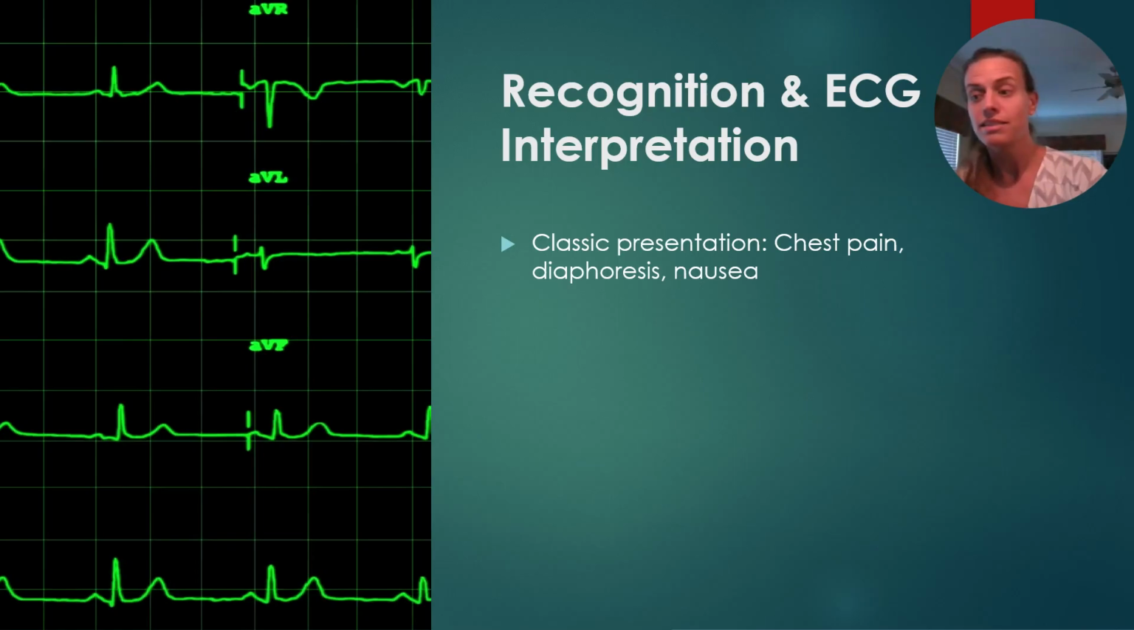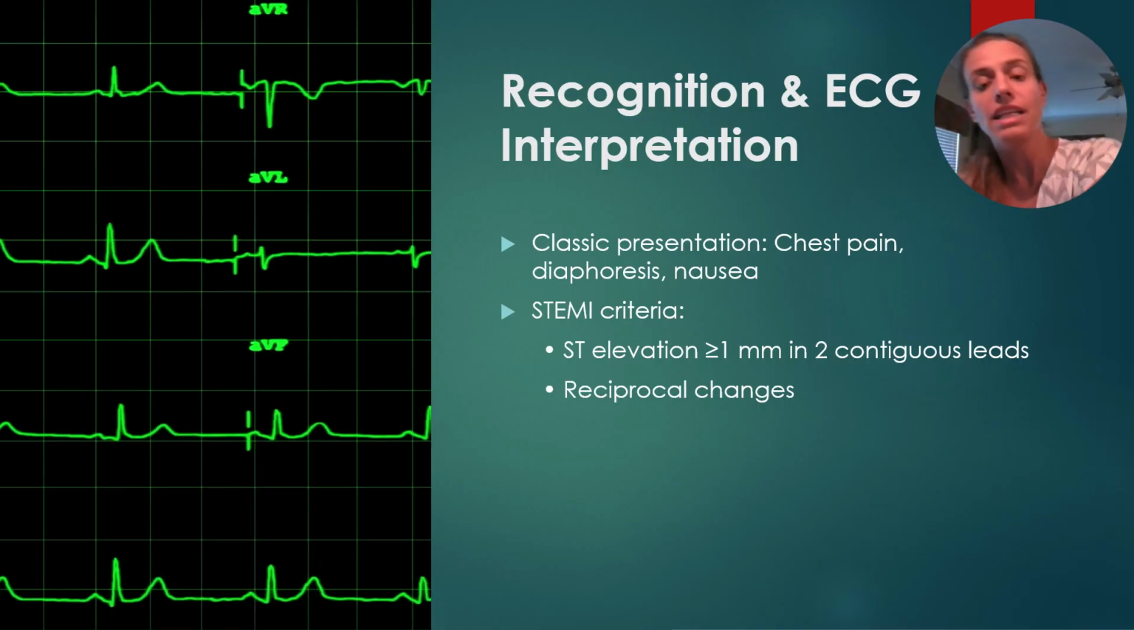Because the diagnostic hallmark of a STEMI is that ST elevation. It's in the name, okay? So we're looking for at least 1 millimeter of elevation in 2 or more contiguous leads, the leads that are associated with the same heart region. And we'll look at the regions of the heart shortly, okay? For example, if you see elevation in leads 2, 3, and aVF, you would then also look for depression in 1 and aVL, okay? So now we're also talking about our reciprocal changes, okay?